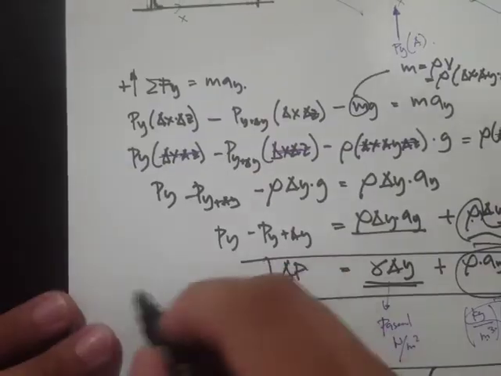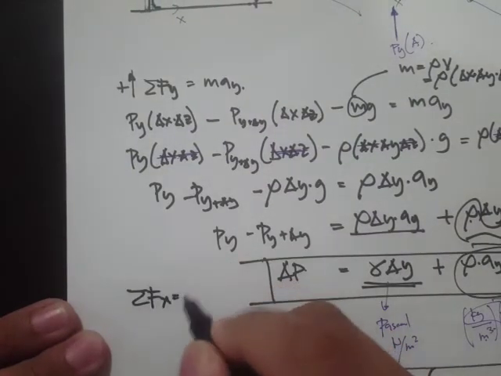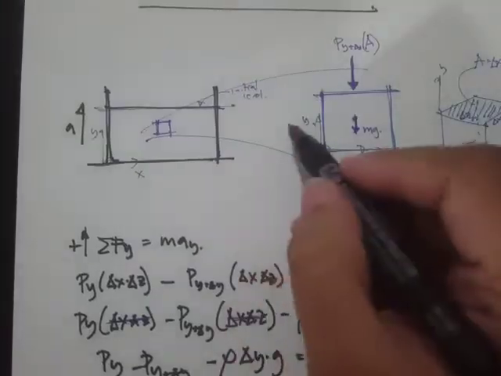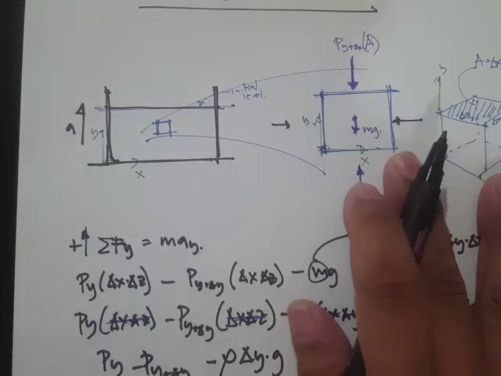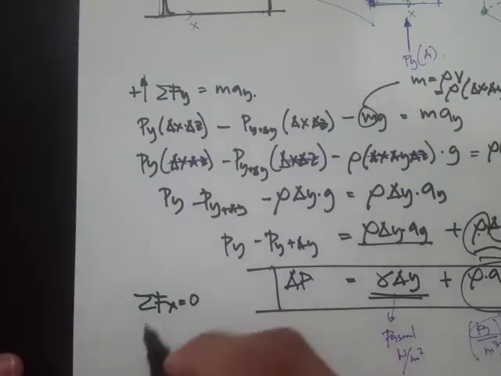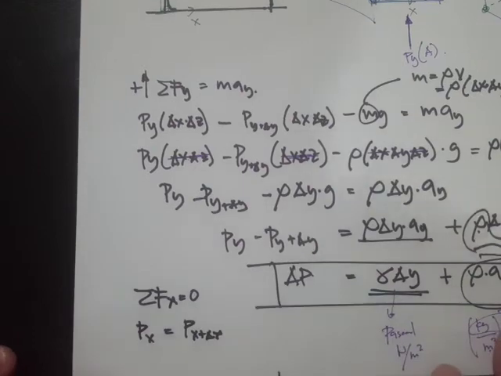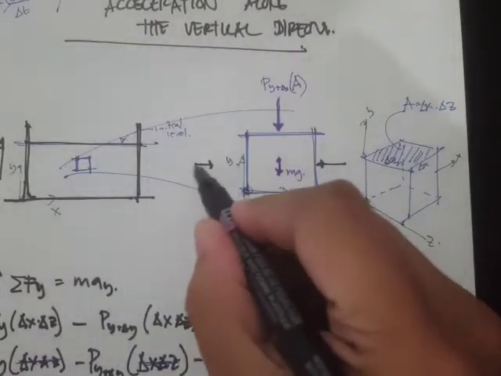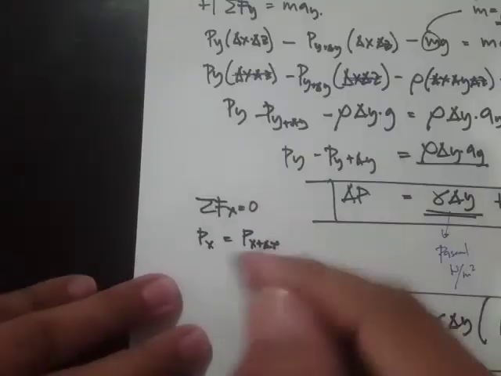Now we'll sum the forces along the x direction, and in the x direction we see that there is no pressure difference. So the summation of forces in x is 0, which means p x is equal to p x plus delta x. The pressure acting on this side is just equal to the pressure acting on this side.